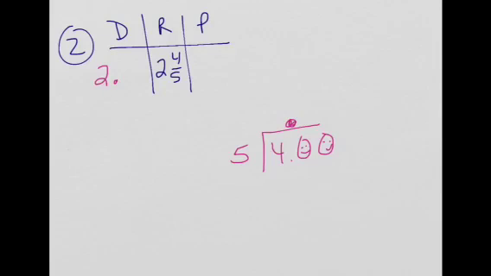Decimal goes directly up. 5 goes into 40 8 times. We don't need to use the second decimal or the second 0 because we already came up with a 0, so it's going to be 2.8. Now, when we change that to a percent, again, we go 2 places to the right. We are going to need to add the 0 for our 280%.